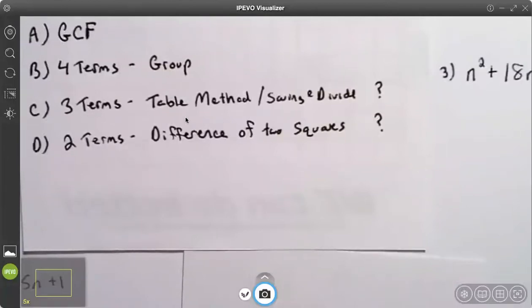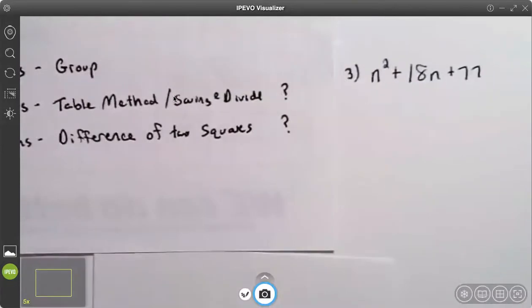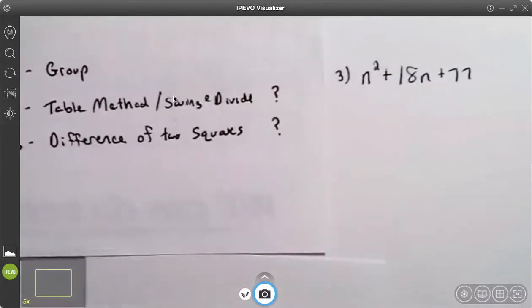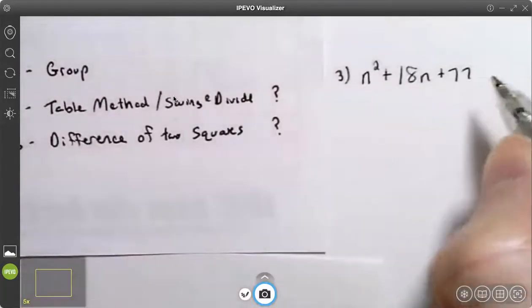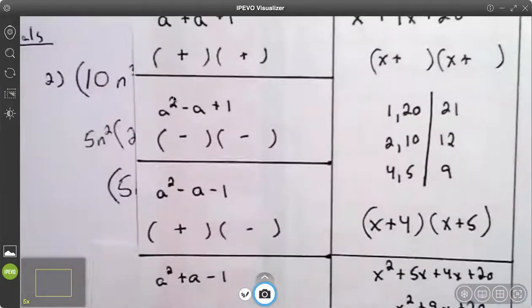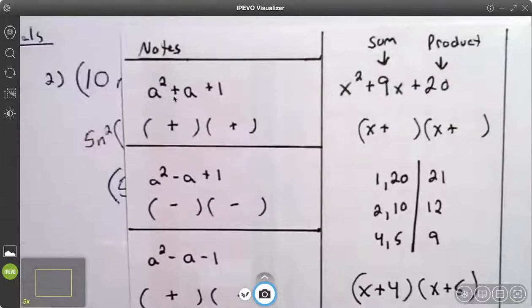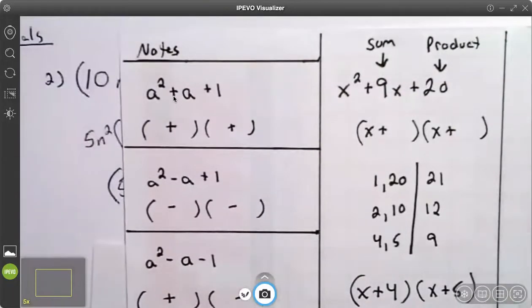I have 3 terms. So I can use the table method if I have a leading coefficient of 1, or swing and divide if I have a leading coefficient other than 1. This one has a leading coefficient of 1, so I use the table method. The table method is right here. Here's an example of that.